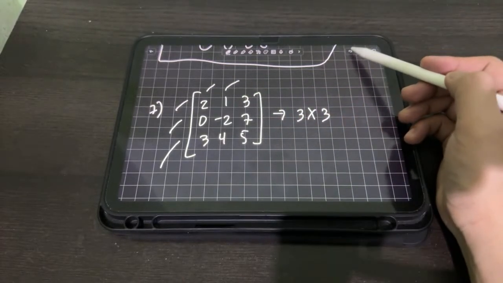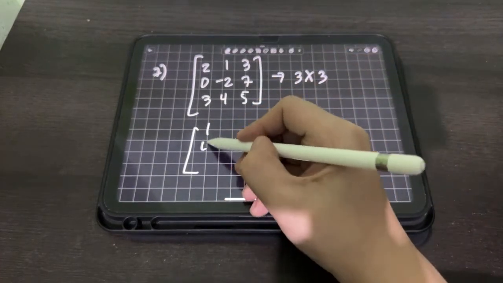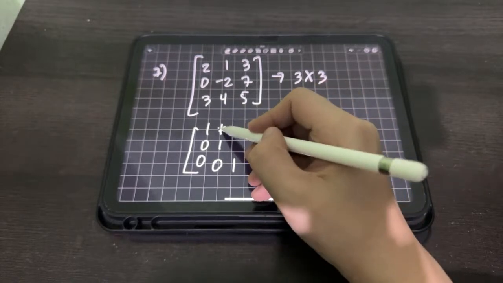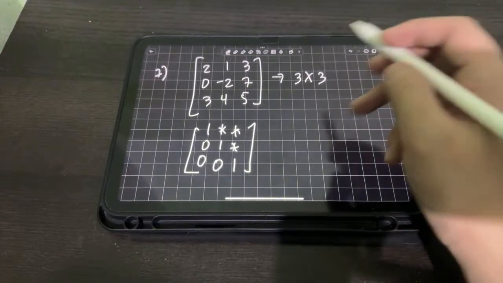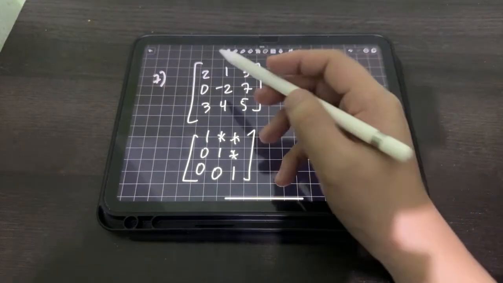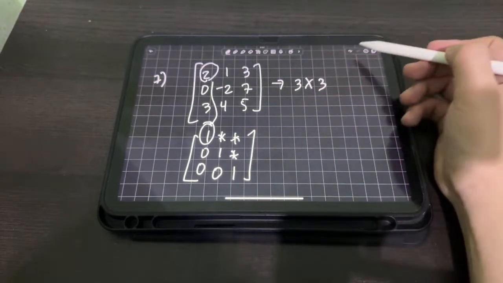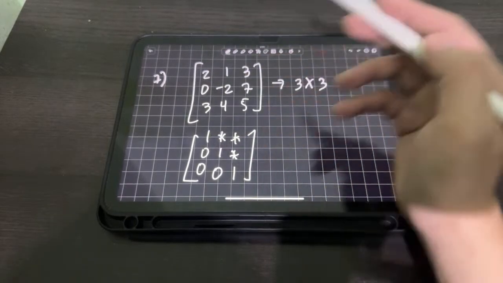So the expected REF form is 1 0 0, 1 0 1, and asterisk, asterisk, asterisk. Okay. So let's make this entry 2 equal to 1 first. Transform this entry 2 to 1. How?